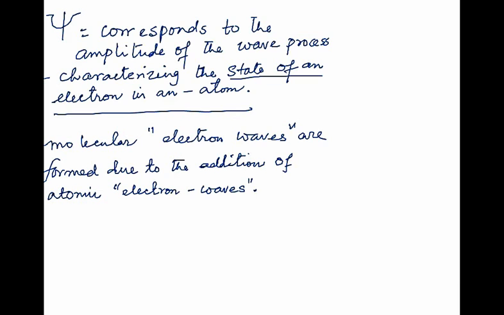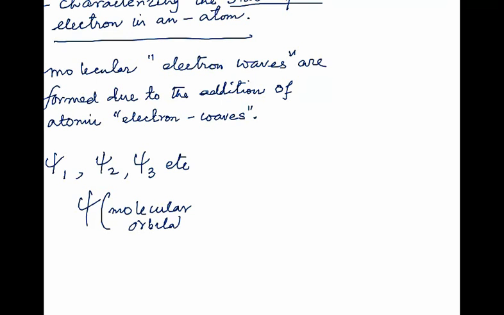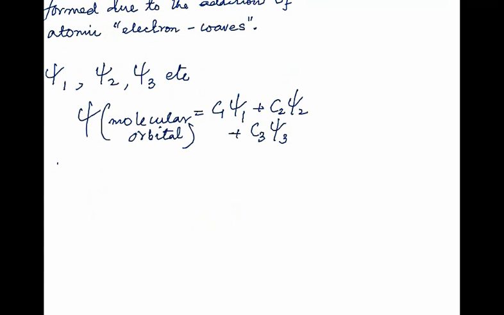Now suppose the interacting electron orbitals of associating atoms are characterized by the wave functions, suppose psi1, psi2, psi3, etc. Then we can represent the wave function psi of the molecular orbital as psi equal to C1 psi1 plus C2 psi2 plus C3 psi3, where C1, C2, C3 are all numerical coefficients.